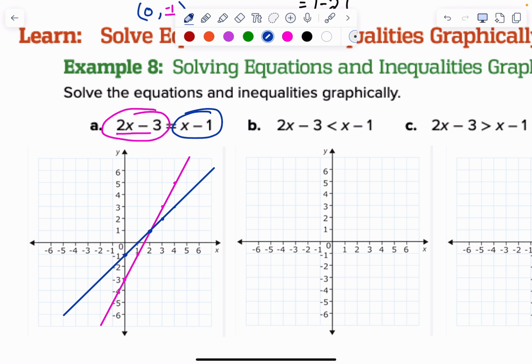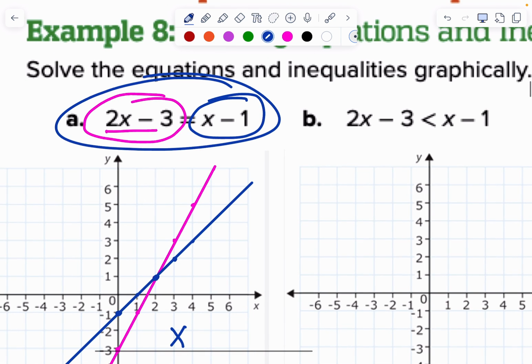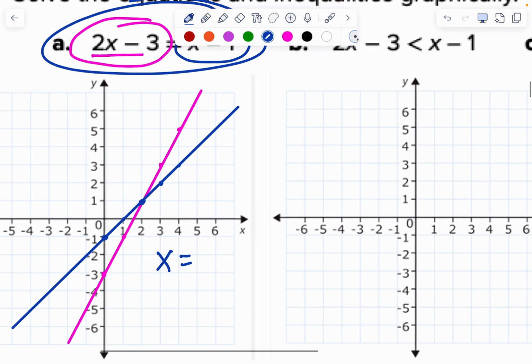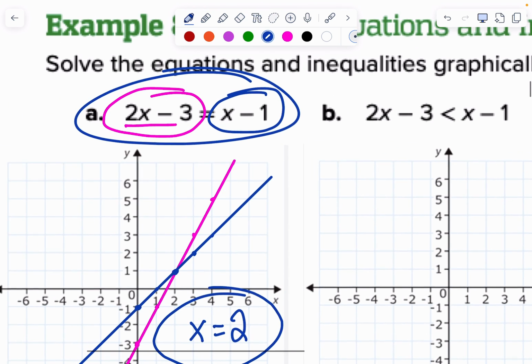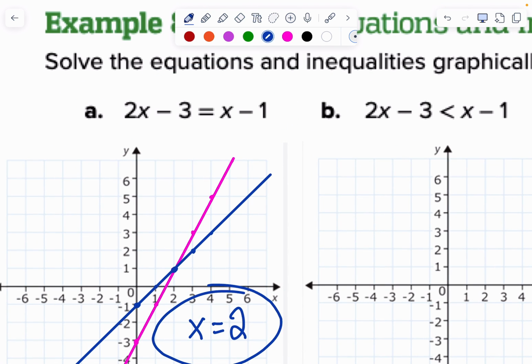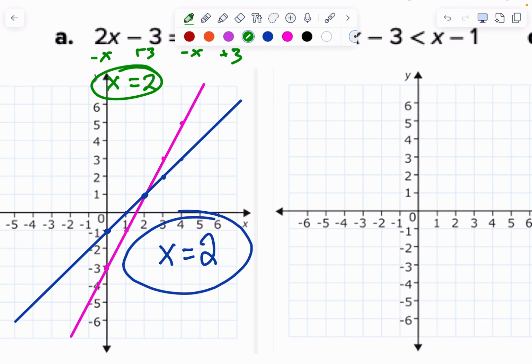What are we solving for? What's the answer? Particularly we're solving for x. What's the x going to be equal to? 2. We're looking for just the x coordinate, so 2. That's where they intersect each other. Now, if I were to take this equation and subtract the x over, and add the 3 over, I would get x equals 2, right? But they're just showing you in graphical format what this looks like. Got it?